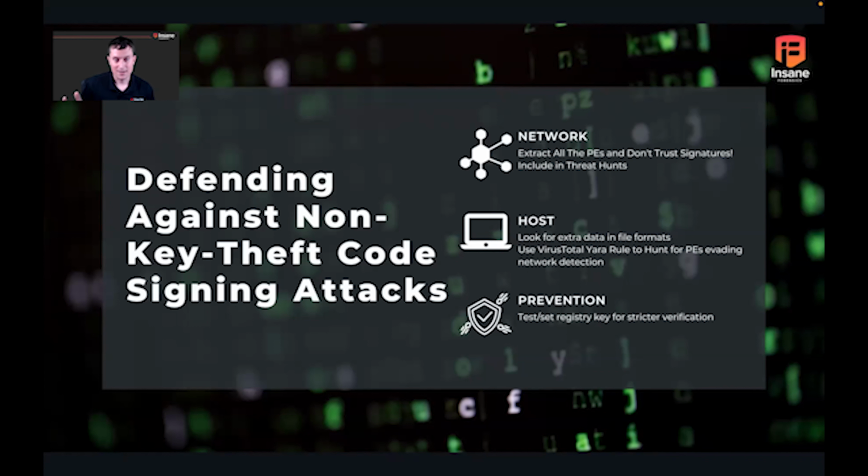On the host side, it's the same deal. For the network side, you're just going to pull the file out. On the host side, you want to do the same thing. You want to look for the extra data in the file formats where it shouldn't be. You want to use that VirusTotal rule, possibly, that's in the blog to look for PEs that might be going through SSL, through other encryption, or maybe through parts of your network that you don't have visibility on. From the prevention side, on the next slide we'll talk about the registry key. But again, consider setting the registry key, because what the registry key is going to do is enforce stricter verification.